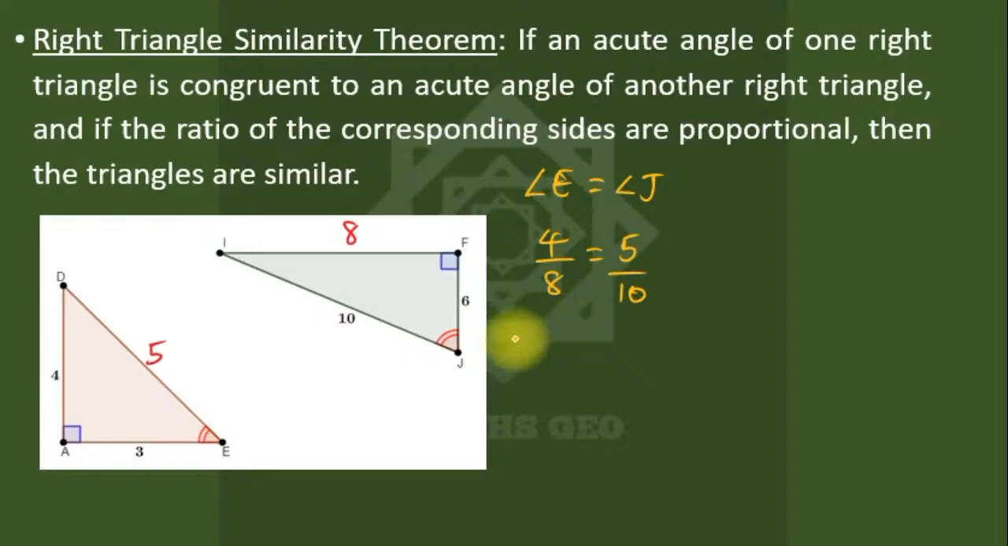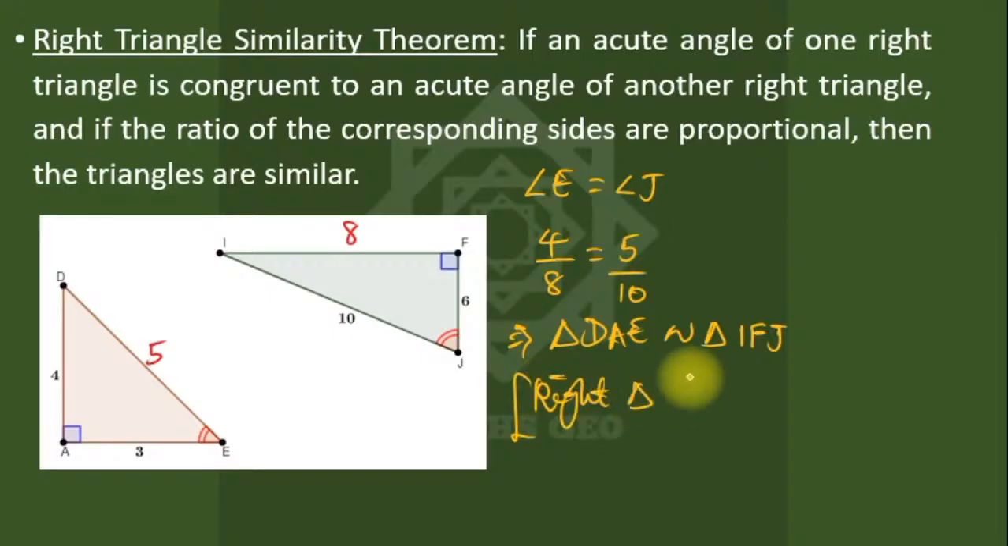Therefore, triangle DAE is similar to triangle IFJ. So always use the corresponding angles. D corresponds to I, A corresponds to F. By which theorem? By the right triangle similarity theorem. But look at this, assuming you are asked this question now, what do you have to say?